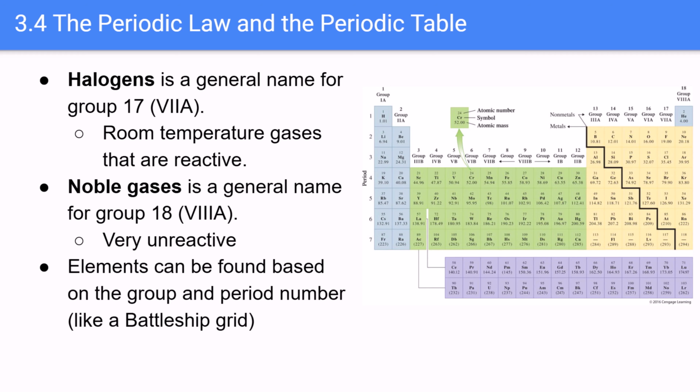And then on the far right-hand side, you have what are called noble gases, and that's the general name for group 18. These are very unreactive. And so what we can do is we can play basically a game of Battleship. If I give you a period number and a group number, you should be able to tell me the element that I am discussing based off of its location on the periodic table, again, like a Battleship grid.